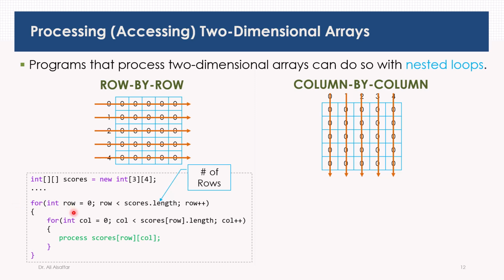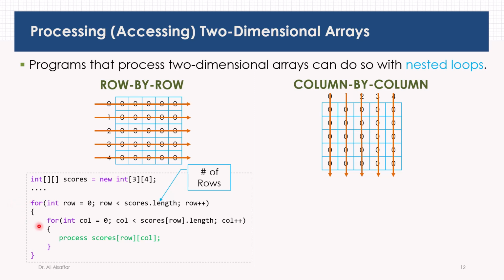This is why we are labeling the for loop variable as row, to tell us that this loop is responsible for the number of rows. So notice how the index variable is going from 0 until the length of scores. And remember that if we use the instance variable length on the name of the array, it will give us the number of rows. So in fact, this loop is counting how many rows we have in the two-dimensional array.